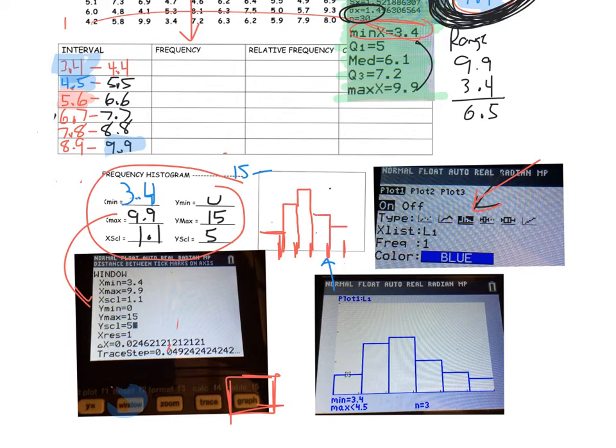Because when I press the trace button, it tells me the frequencies. It tells me the number of numbers in each interval. So here, from 3.4 to less than 4.5, so from 3.4 to 4.4, the frequency is going to be 3. If I press to the right, the cursor jumps up to the second interval, and it tells you n is 8. So by setting up the histogram, it's going to tell you the various n values, which represent the frequencies.